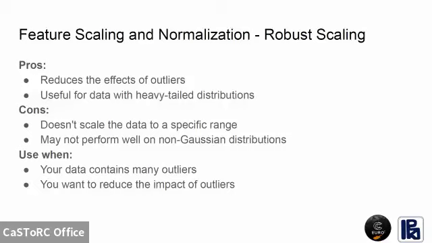And also you have to be aware that this method doesn't scale the data to a very specific range. You don't have a closed range in your data set. And also it may not perform very well if your data do not follow a Gaussian distribution. And also use this if your data contains many outliers, because it can handle them very well and can also reduce the impact of outliers in your analysis.